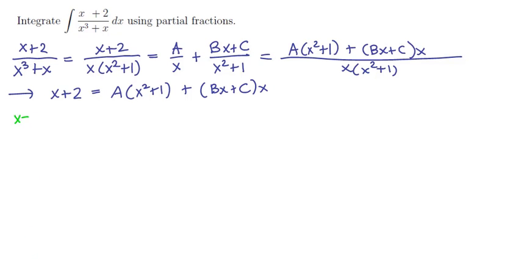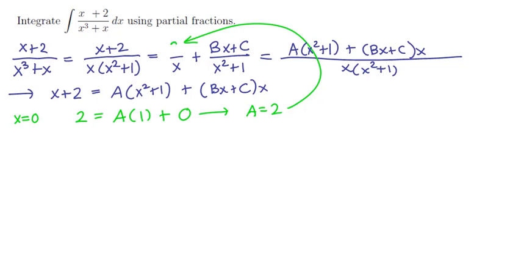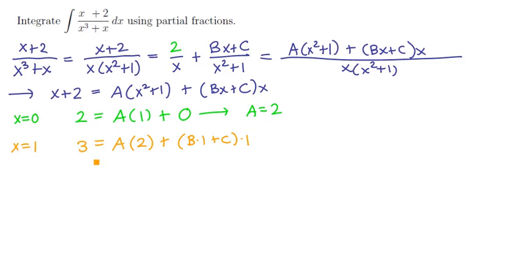Now I just plug in test values. If we plug in the test value x equals 0, we're going to get 2 is equal to A times (1 plus 0). So A is equal to 2. And we can substitute that value right in here. We're out of good test values now, so we'll try some other ones. Say 1. If x is equal to 1, then we're going to get 3 is equal to A times (1 plus 1) plus (B times 1 plus C), this whole expression, times 1. So if we clean that up, that's 3 is equal to 2A plus B plus C. We can substitute the value for A to get 3 is equal to 4 plus B plus C. And then if we solve that, we're going to get B plus C is equal to minus 1.